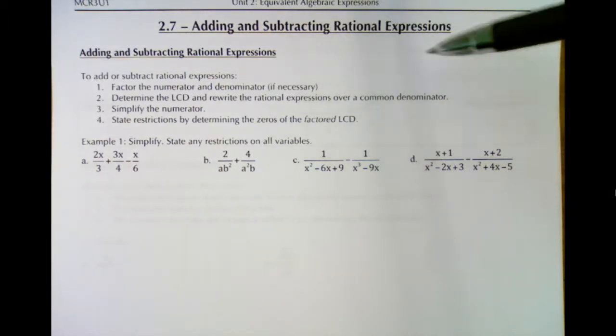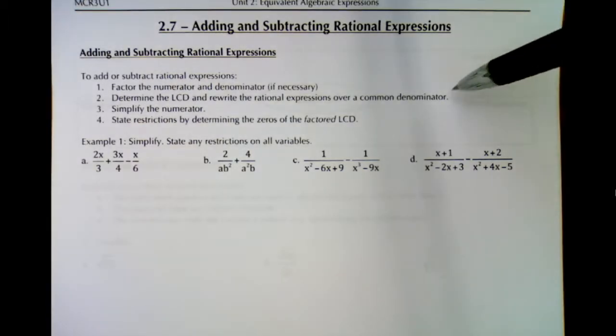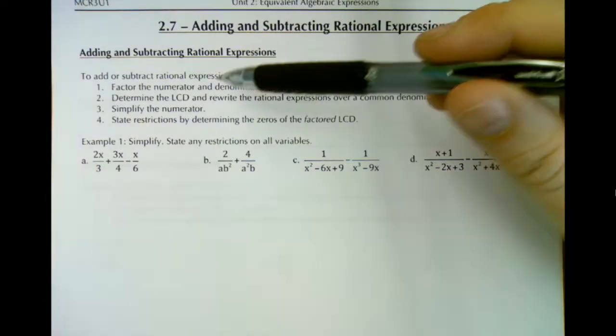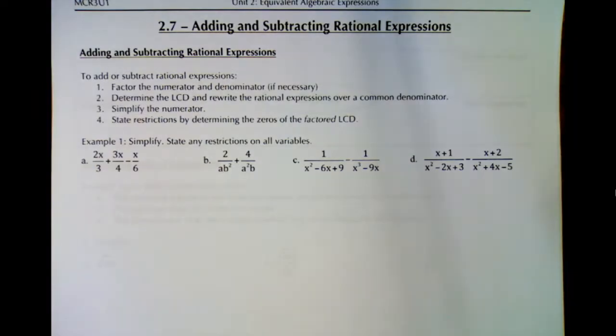And then step 2, find the lowest common denominator and rewrite the rational expression over a common denominator. This is the hardest part of adding and subtracting rationals, finding the lowest common denominator and then turning all of the fractions into fractions that have that common denominator. Once you do that, it's not that bad. Then we simplify the numerator by collecting like terms and then state restrictions by determining the zeros of the factored lowest common denominator. Are you ready? Well, doesn't matter, because here we go.